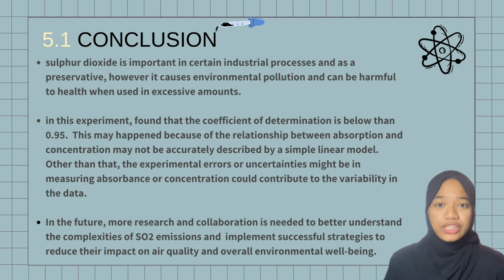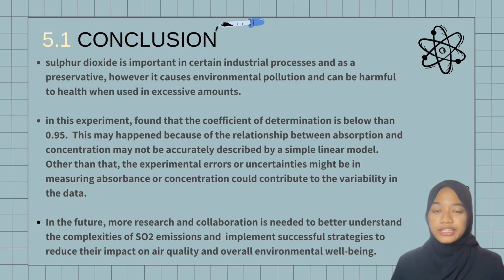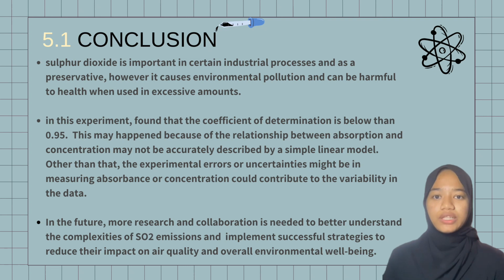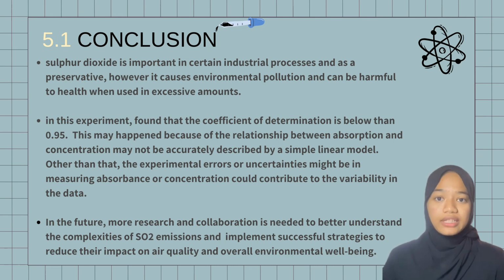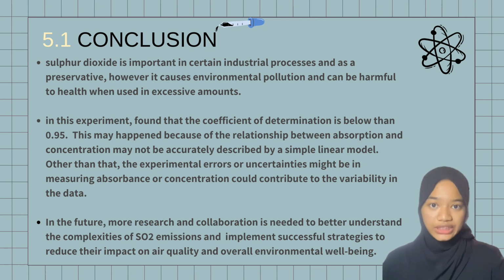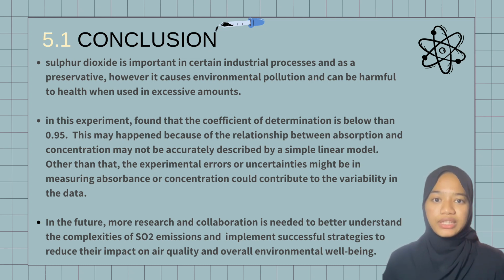In conclusion, sulfur dioxide is important in certain industrial processes and as a preservative. Furthermore, as we know, the use of sulfur dioxide has its own advantages and disadvantages for us. In this experiment, we found that the coefficient of determination is below 0.95. This may happen because the relationship between absorbance and concentration may not be accurately described by a simple linear model. Other than that, experimental errors or uncertainty in measuring absorbance or concentration could contribute to the variability in the data.